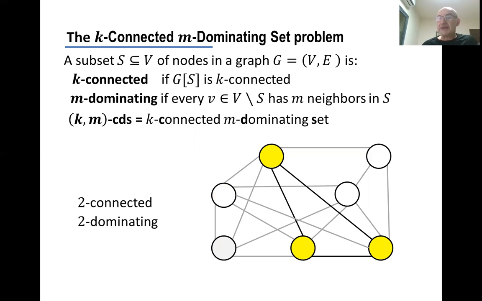If we want to increase the domination, say if we want a two-connected, three-dominating set, then actually we will need more vertices. So if we choose these four yellow vertices, then they will form a two-connected, three-dominating set. They induce a two-connected graph, a cycle, and moreover, every white vertex has at least three yellow neighbors. So this is a two-connected, three-dominating set.